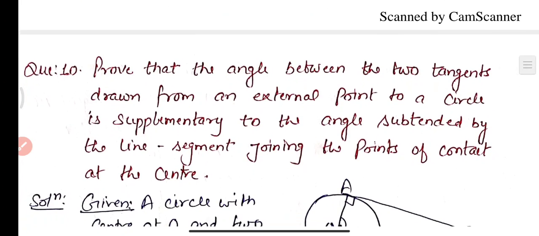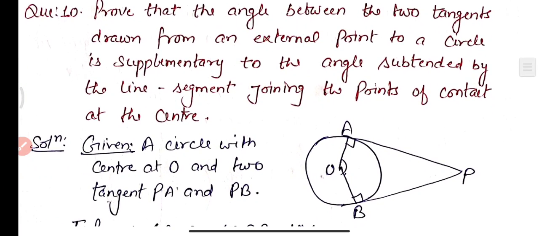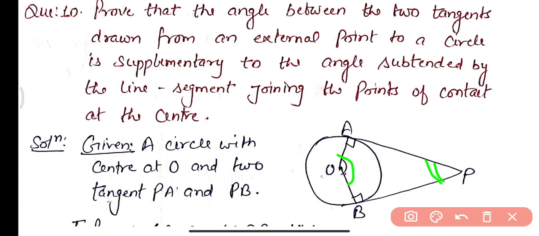Prove that the angle between two tangents drawn from an external point to a circle is supplementary to the angle subtended by the line segment joining the points of contact at the center. So we have to prove that the angle between two tangents, this angle, and the angle made by the line segment joining the points of contact at the center, that is the central angle AOB, is supplementary with angle APB.